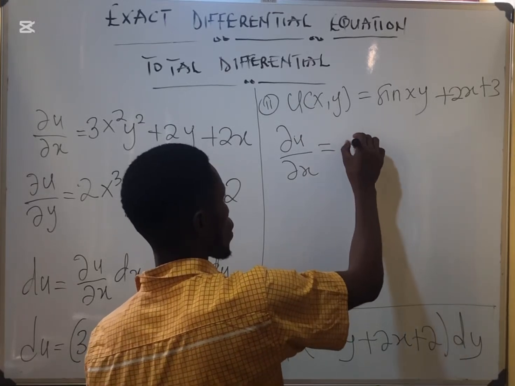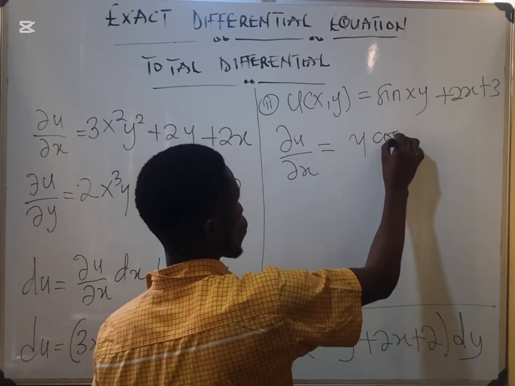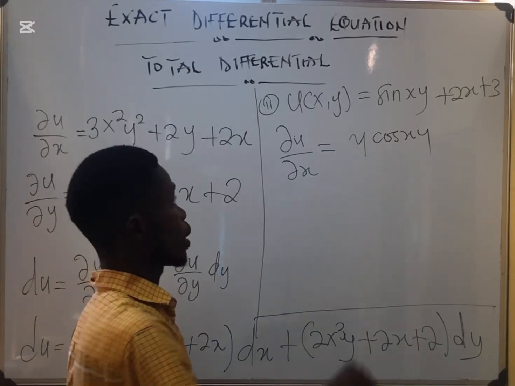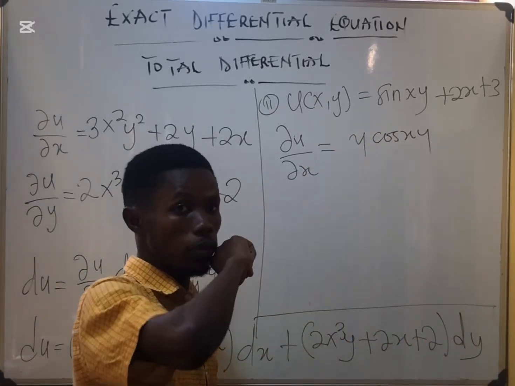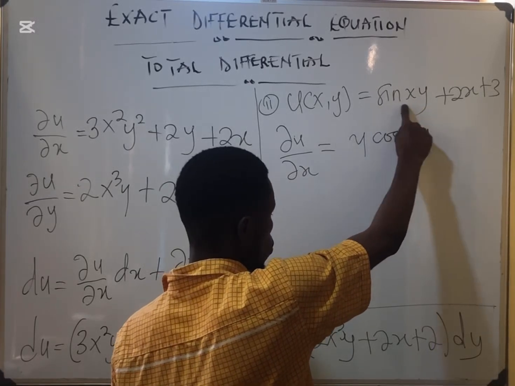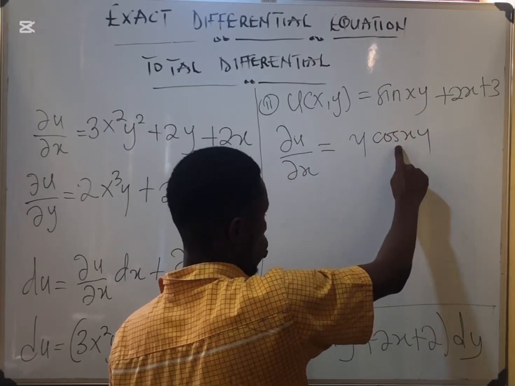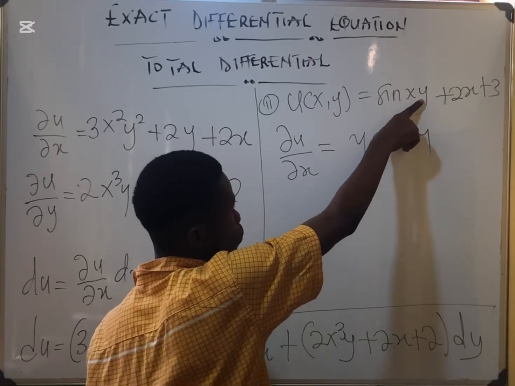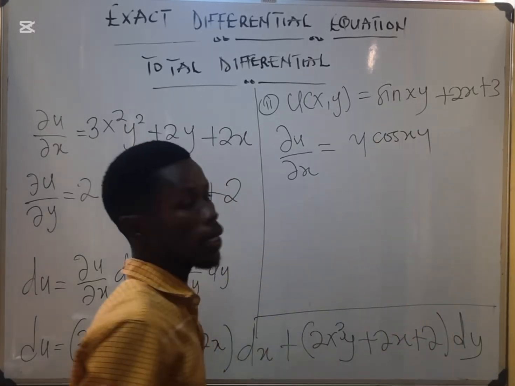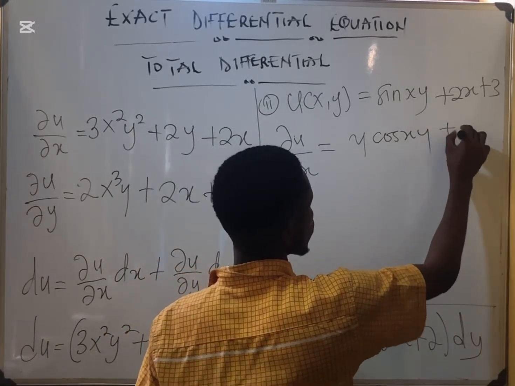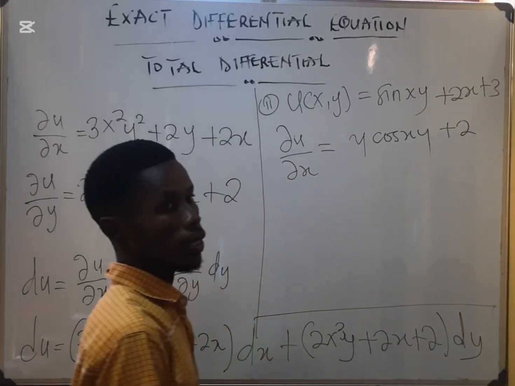Then the y comes out. So y cos xy. I hope you understand that. This is how you do it. It's a composite function, so you differentiate the whole function. That will give you cos. Then you pick the inside one and differentiate it, then you multiply by it. That's all. Then this side will give us 2, and this goes to 0, right?